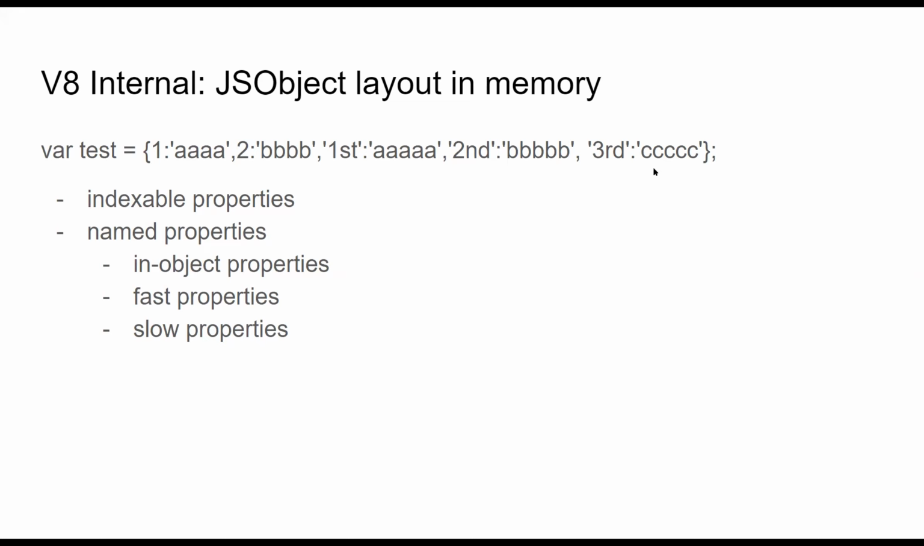For the name properties, we cannot know exactly in advance which place we can find these properties, so we call them name properties. And these name properties we can split into three categories: in-object properties, fast properties, and slow properties. I'm going to cover next what in-object properties, fast properties, and slow properties are.